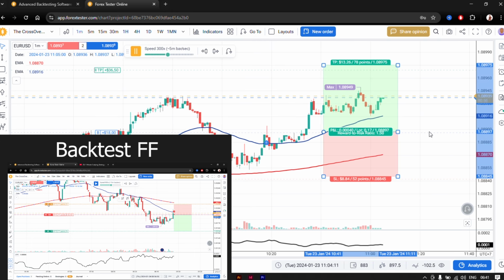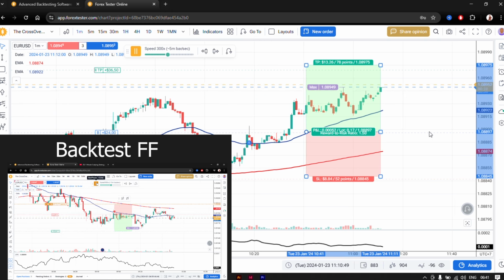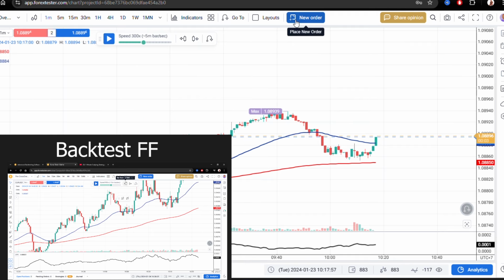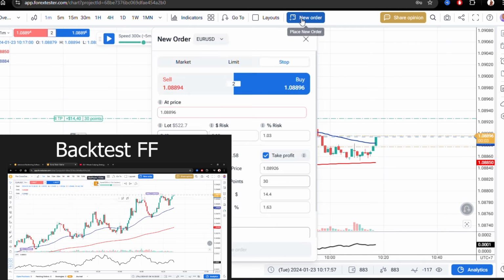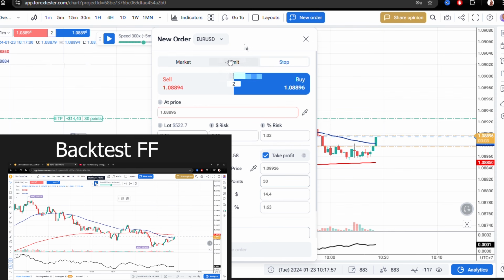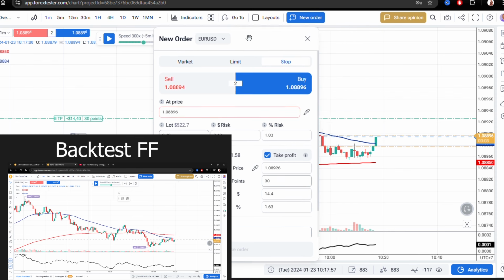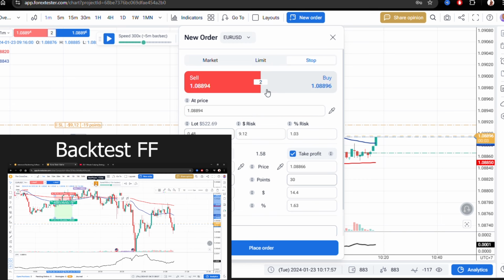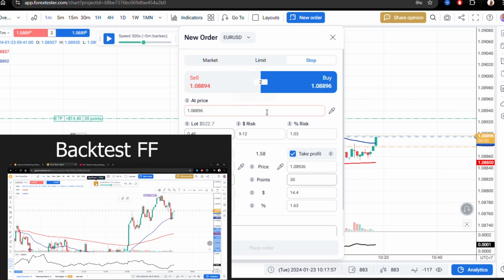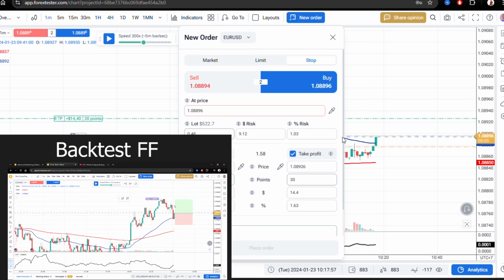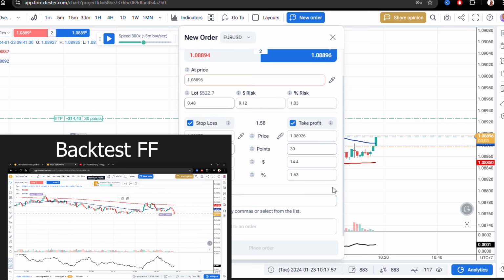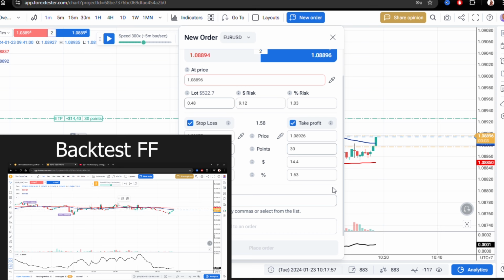Now here is why the Forex Tester tool is, in my opinion, the best backtesting tool you can get out there. When you see a trade like this, all you have to do is click on this new order button, or just click on this buy button right here, and then your trade is going to be placed in real time. This helps a lot because you will be able to trade in real time, and you will be able to learn price action fast, because every trade that you are placing here, you are practicing in real time.